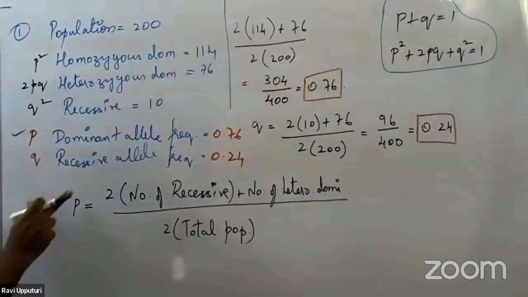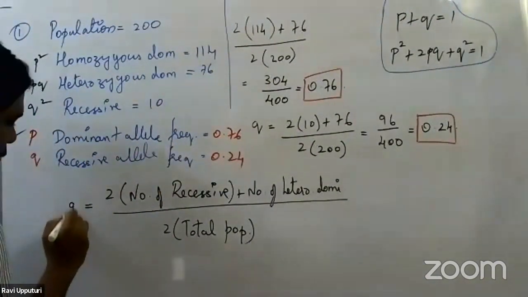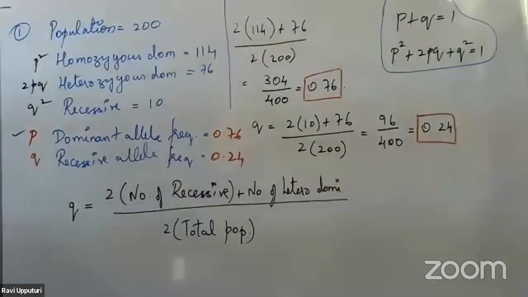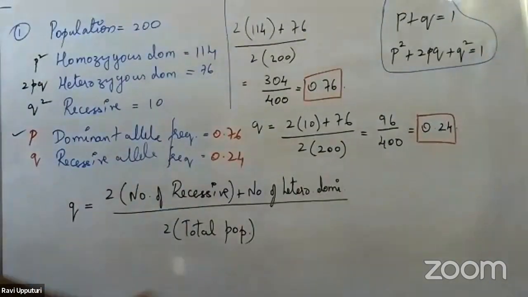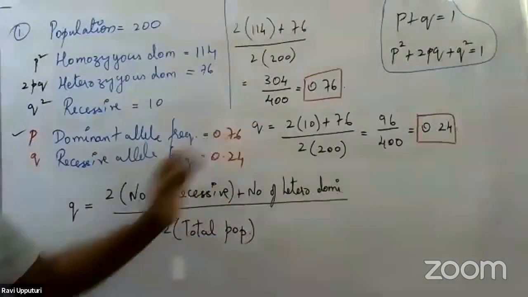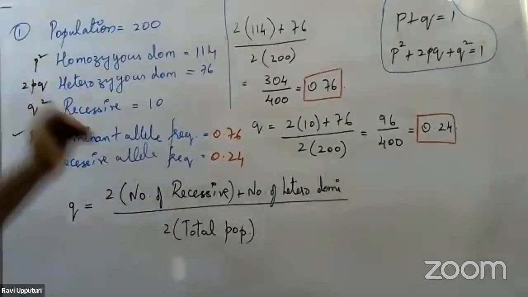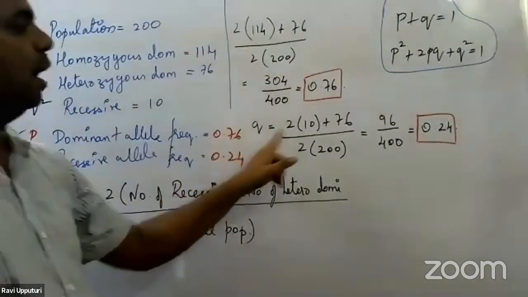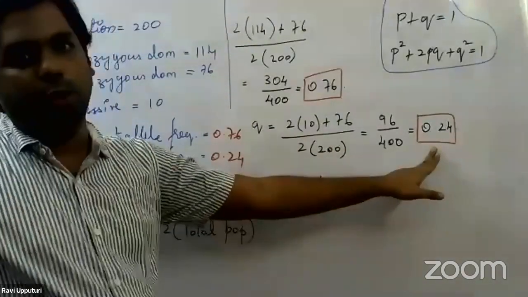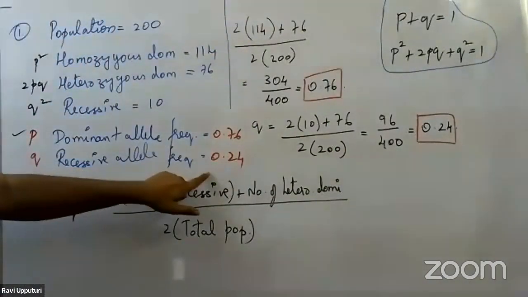Similarly, if you have to find out q, the recessive allelic frequency would be 2 into number of recessive individuals in the population plus number of heterozygous dominant, divided by 2 into total population. So when we start substituting the values, our q value would come to 0.24. So the value is 0.24.